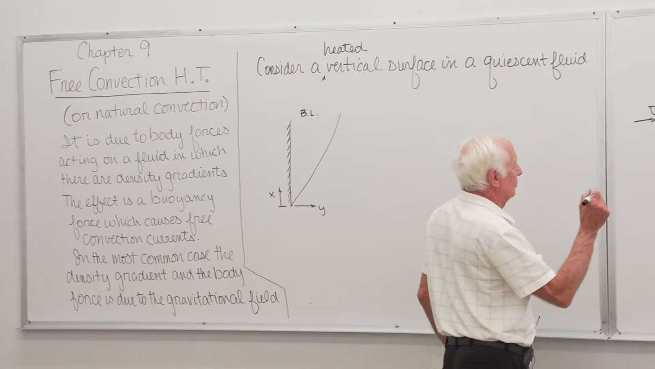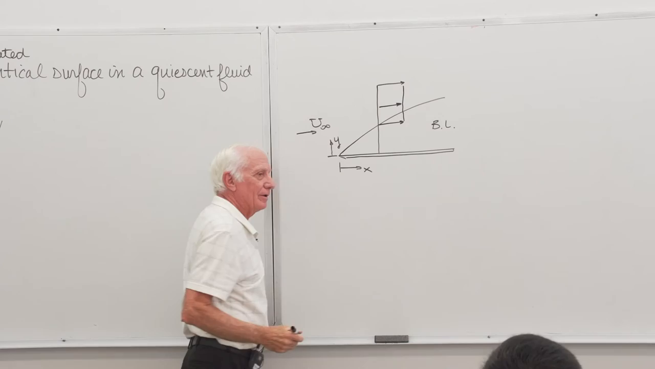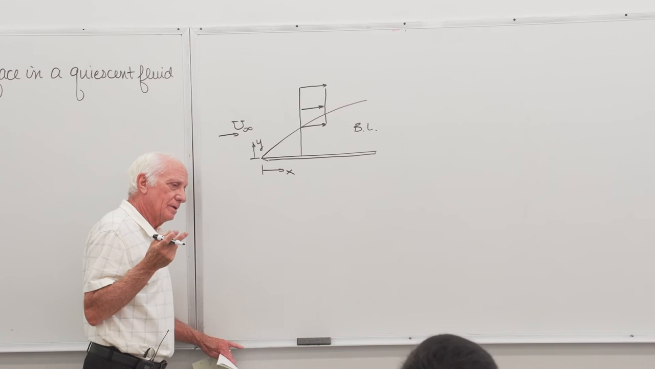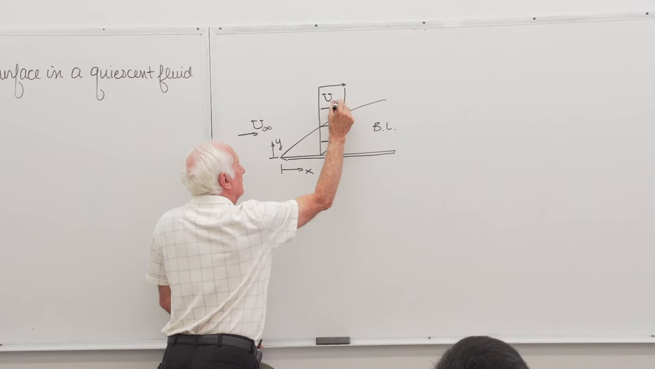All right, look at what we had for the velocity boundary layer, officially called the hydrodynamic boundary layer. That's its official name. We use velocity boundary layer a lot. That's fine. Okay, here's what's going on. No slip condition at y equals zero. What's the velocity at the plate? Zero. U infinity, U. Okay, there it is.